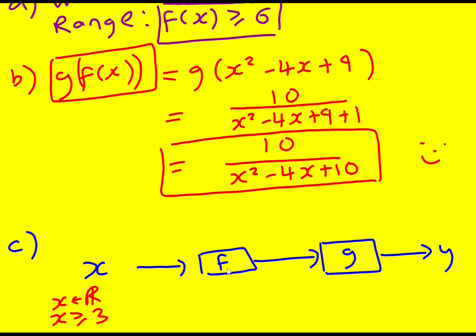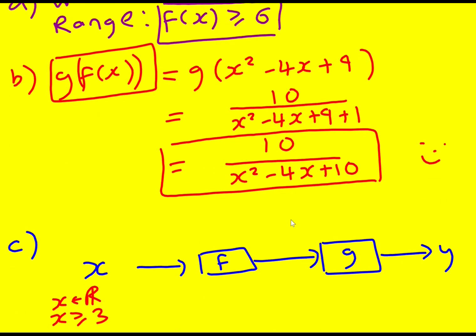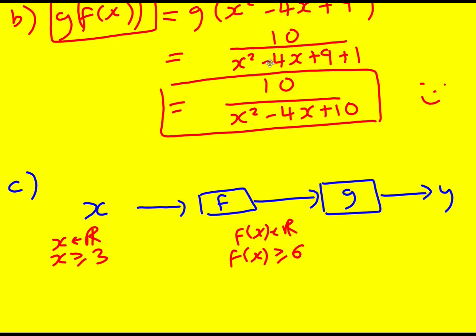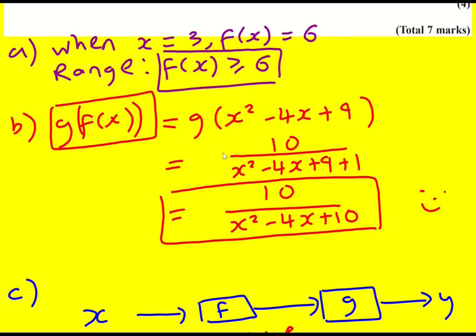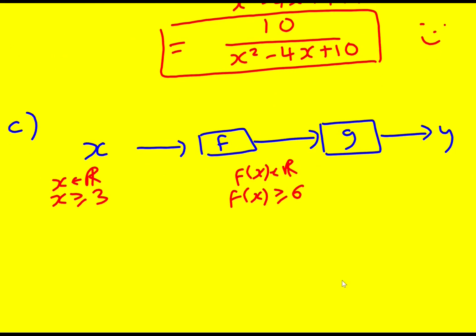Now, we will find the range. Well, we actually already have the range of f of x because that's what we did in part A. So it's going to be that f of x is a real number. Technically, I don't really need to write that. And then f of x is going to be greater or equal to 6. And so that becomes the domain of what we put into g of x. I don't really need to worry about what is going on here. I can, in fact, just look at g of x is equal to 10 divided by (x plus 1).